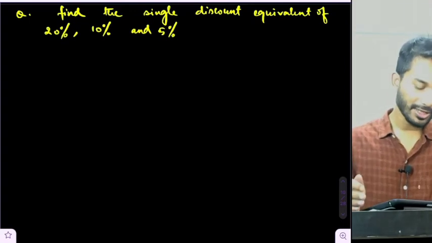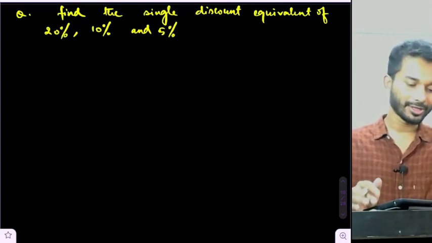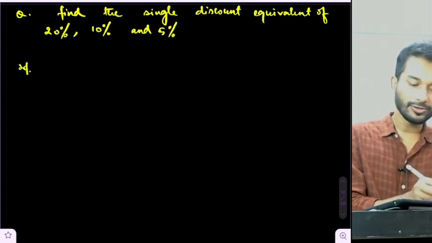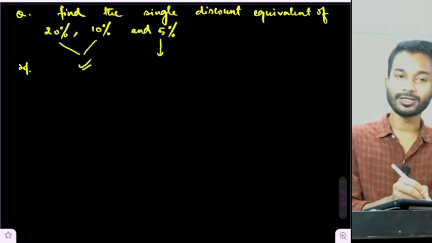Okay, see the next question now. What is it? Find the single equivalent discount of 20%, 10% and 5%. So as I told you, what we'll do? We'll solve the first two. Whatever result will come, then we'll solve the other.